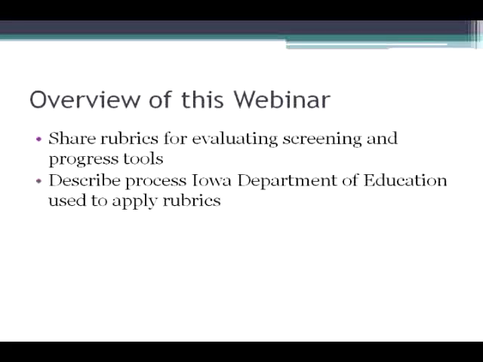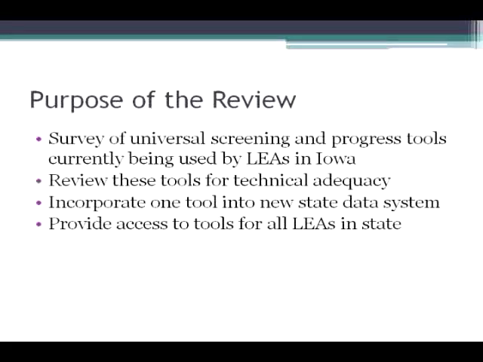So the purpose of this review was that the Iowa Department of Education conducted a survey of universal screening and progress tools that are currently being used across the state of Iowa. And what they found was that there's a great deal of variation across the state in what tools were being used. So the Department of Education started to review the tools for technical adequacy, checking the National Center on Response to Intervention tools charts.